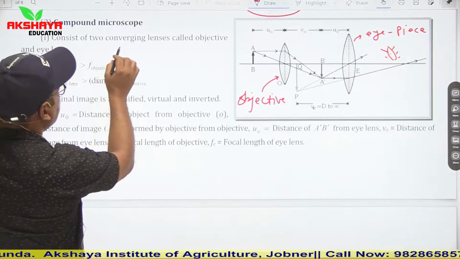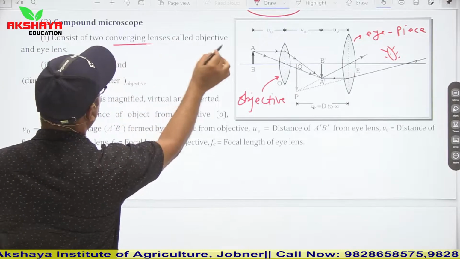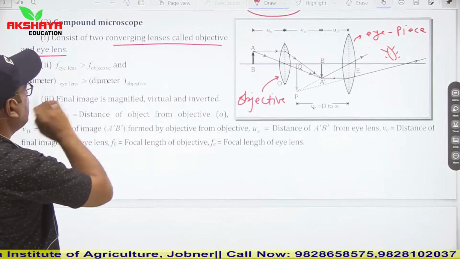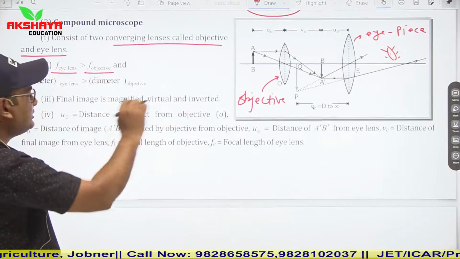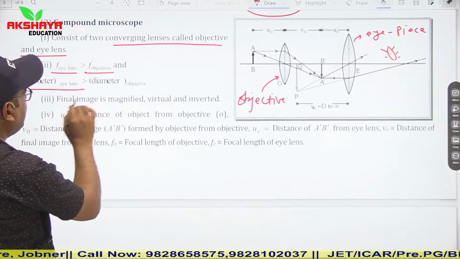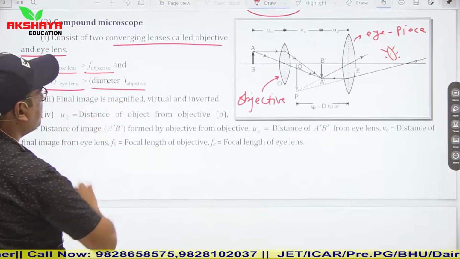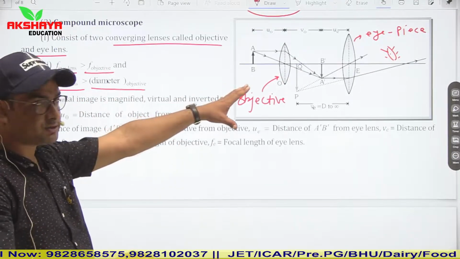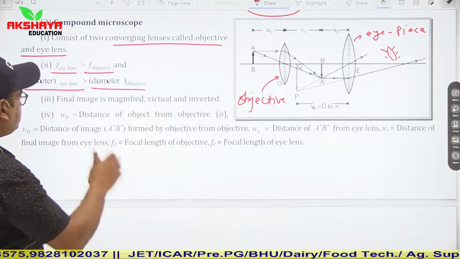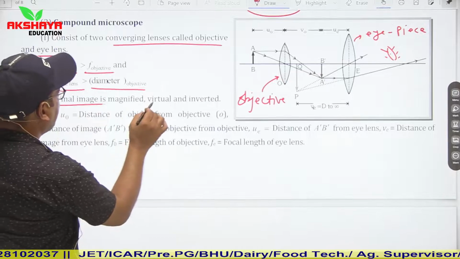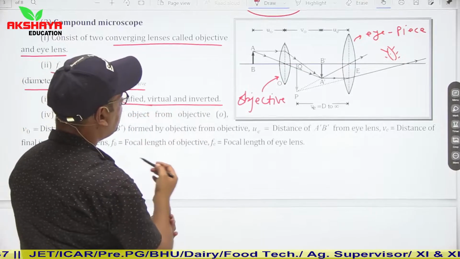It consists of two converging lenses called the objective and the eye lens. The focal length of the eye lens is greater than that of the objective, so we can clearly see from here, and the diameter of the eye lens is also greater than the diameter of the objective. Diameter means aperture. The final image is magnified, virtual and inverted.